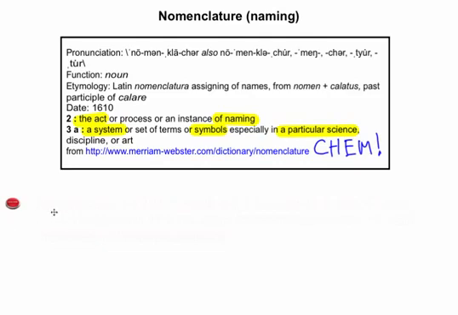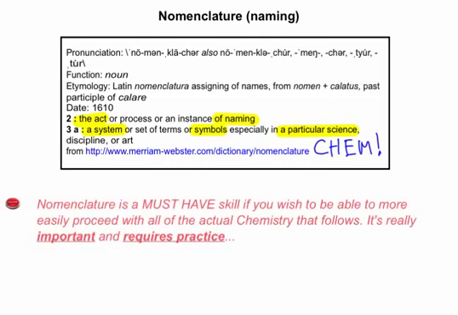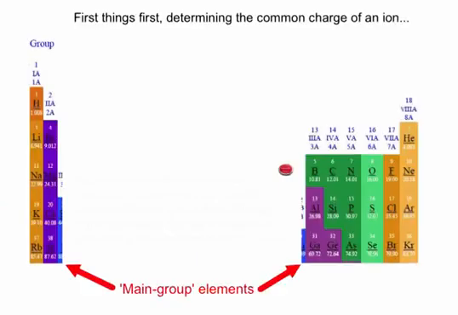So I really can't overstate the importance of being good at nomenclature and naming. Okay, it's a must-have skill if you want to proceed in the rest of chemistry, which is really taking for granted that you can write a chemical formula from a name or vice versa. So it's really important. It does require some practice, but luckily I have an opportunity to practice. All right, so let's carry on.